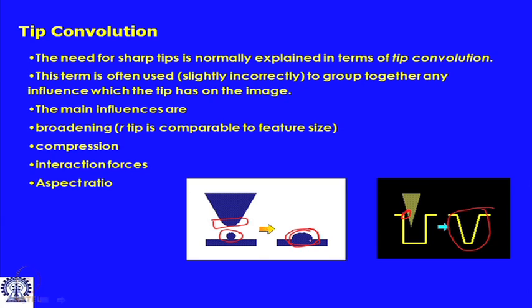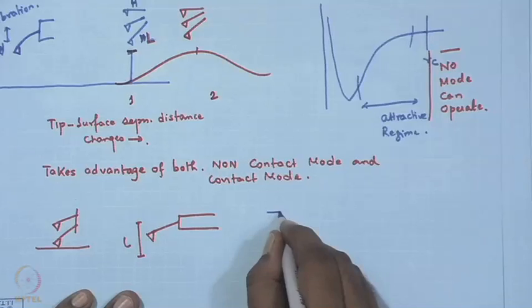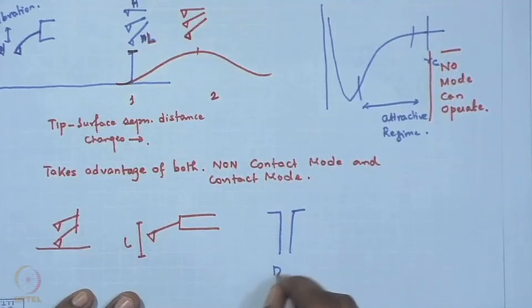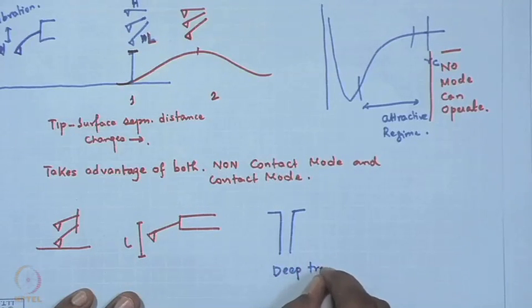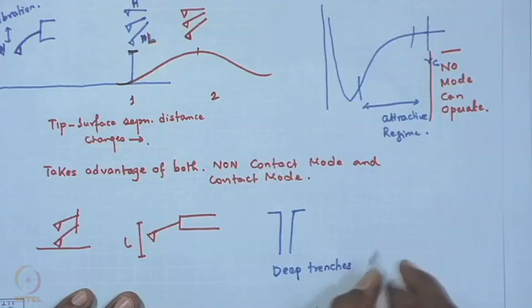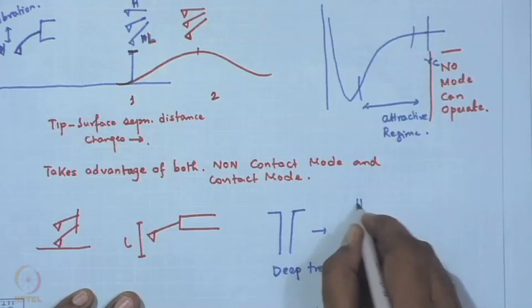So, in order to avoid tip convolution, it is extremely important that you have some idea about the surface you want to scan, and you get appropriate tips. So, if you are, let us say, trying to scan surfaces with deep trenches, it is better to go for high aspect ratio tips.